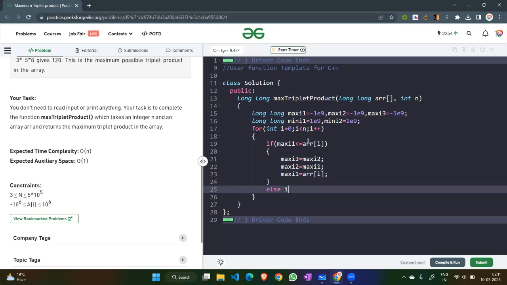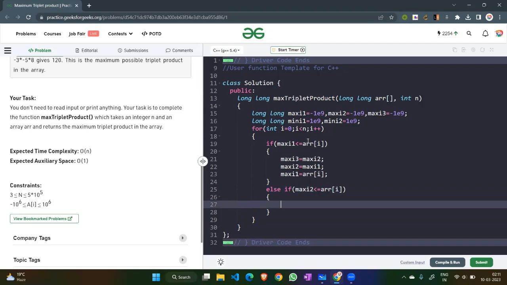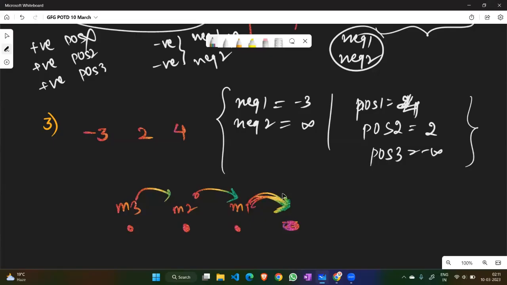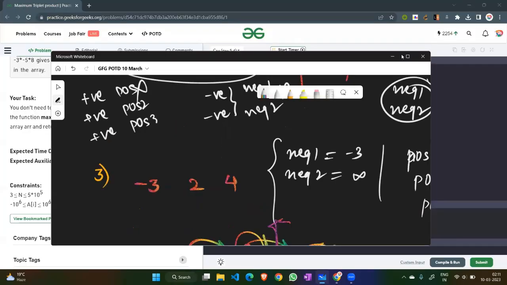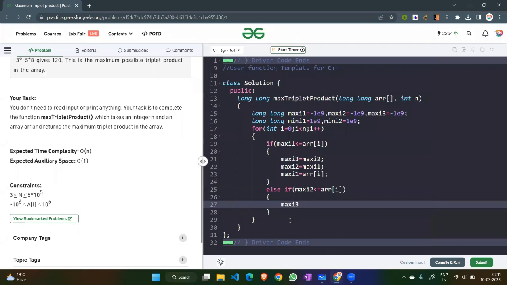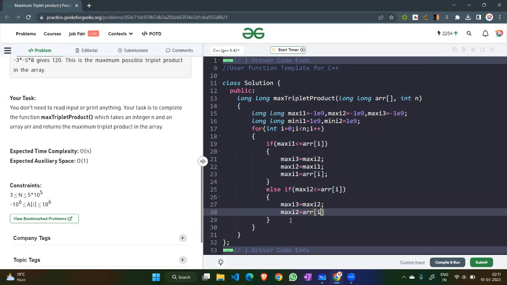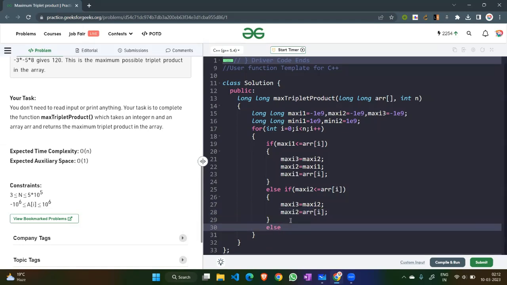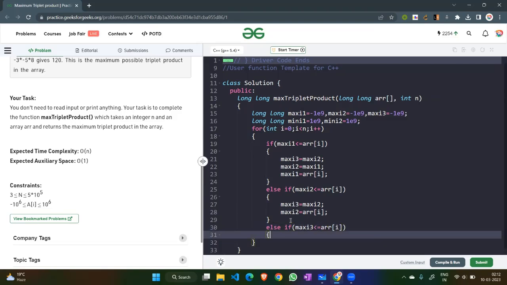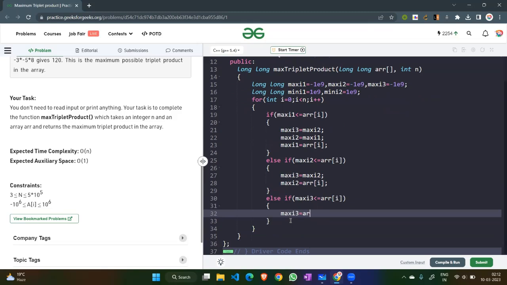Next case, if the second one, maxi 2, is less than or equal to the array element, this number is greater. So maxi 1 will be saved as it is. Now m2 will take this and m3 will take m2. So first we assign maxi 3 as maxi 2, and similarly maxi 2 will be assigned the array element. And at the last case, if maxi 3 is less than or equal to the array element, maxi 3 is equal to the array element.